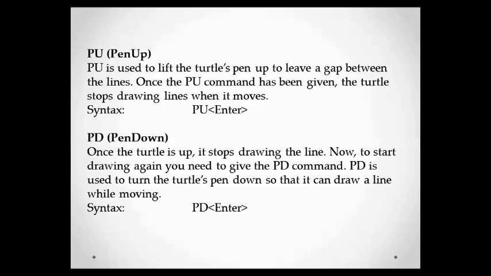The next command is pen down. When the turtle's pen is up and not making any line, you cannot draw. But again, if you want to start drawing, you need to make the turtle's pen down. You need to make the turtle's pen start making lines for you. That can be done by giving the command pen down. After pen down, if you move the turtle by giving the command FD or BK, you will see that the turtle will make a line. It will leave traces behind it.